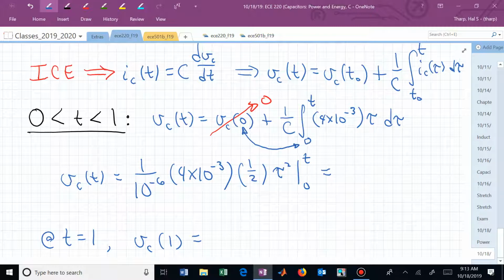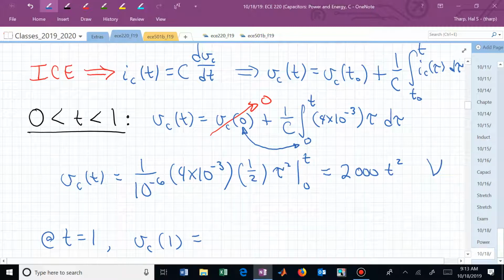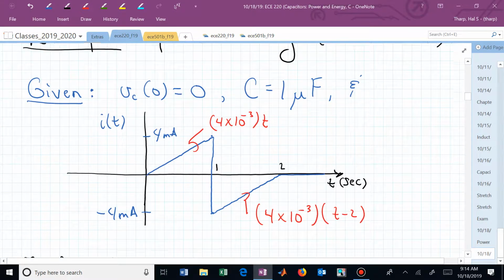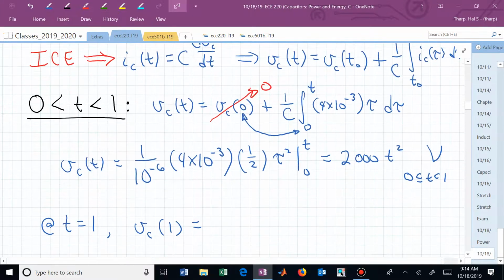The 10 to the minus 3 plus 10 to the 6. When we put that 10 to the minus 6 upstairs, we have now 2,000 t squared. And that's volts, which is true between 0 and 1. That's now the functional form of our voltage. Our current was linear. Our voltage is now quadratic.